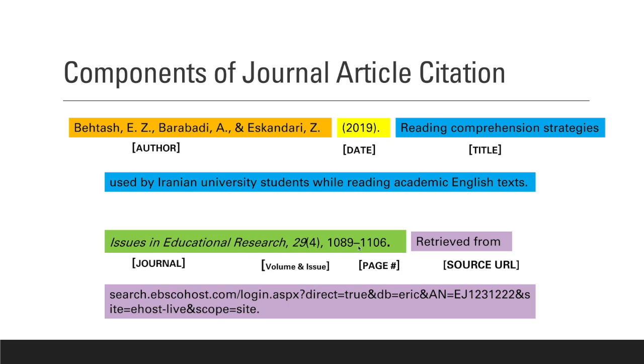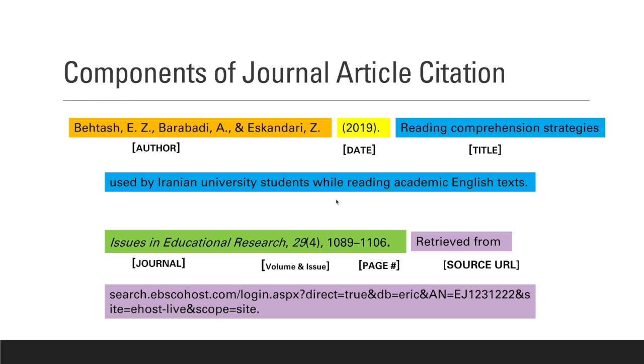You'll notice that there are the page numbers right here with a period, and then there are the words retrieved from. After retrieved from, I have listed the URL link to where the source can be found. These are the basic components that you're going to find in every journal article citation for APA style.